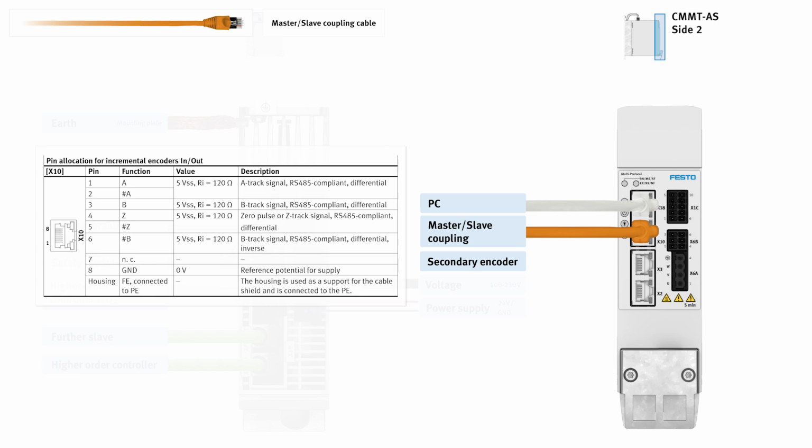Master or slave coupling to CMMT-AS X10 port via master or slave coupling cable. Note: use this connection only when the drive must operate as a master or slave. The X10 interface can be configured as master or slave in Festo Automation Suite.